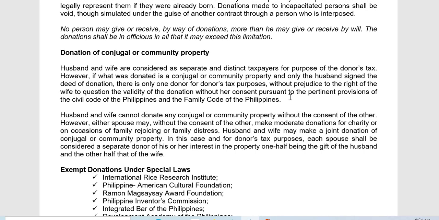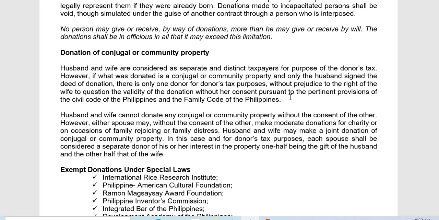So, husband and wife cannot donate any conjugal or community property without the consent of the other. Okay? So, there must be consent from either husband or wife to donate property that is part of the conjugal or community property. However, if it is exclusive property, they don't need the consent of the other. However, either spouse may, without the consent of the other, make moderate donations for charity or on occasions of family rejoicing or family distress.